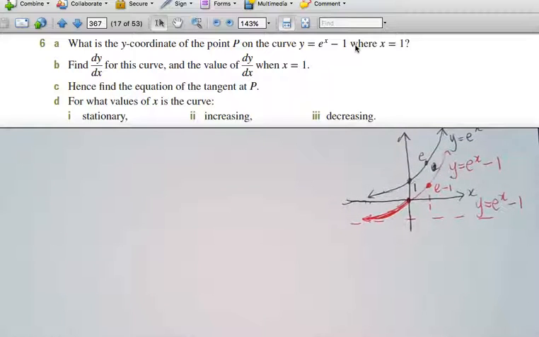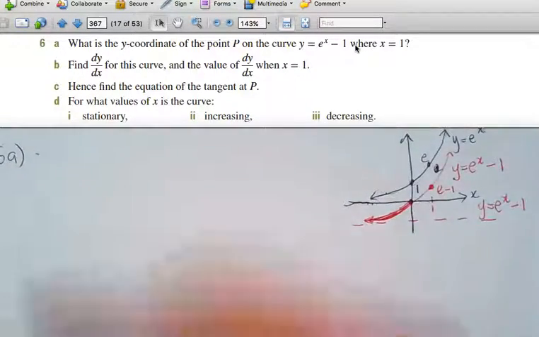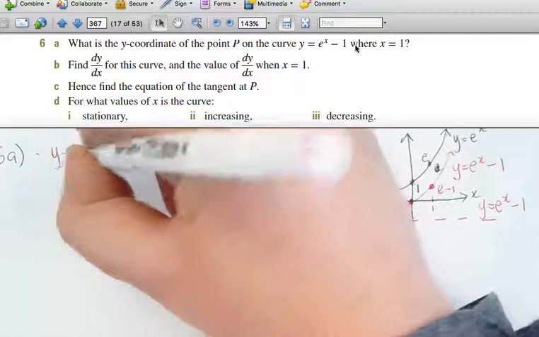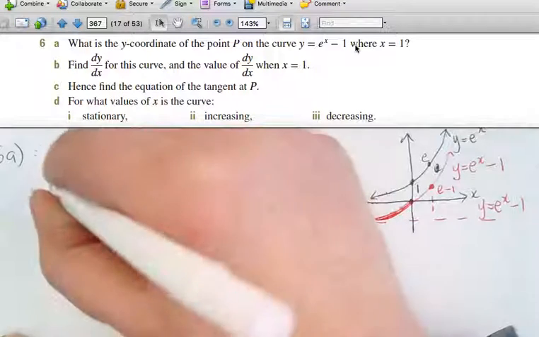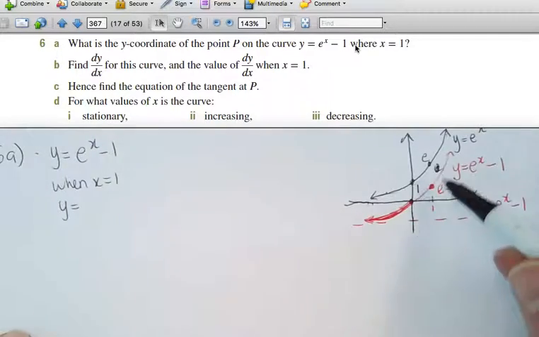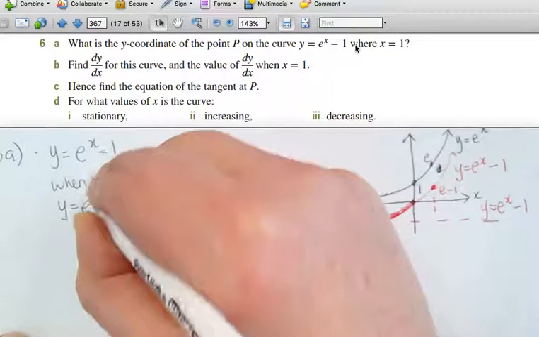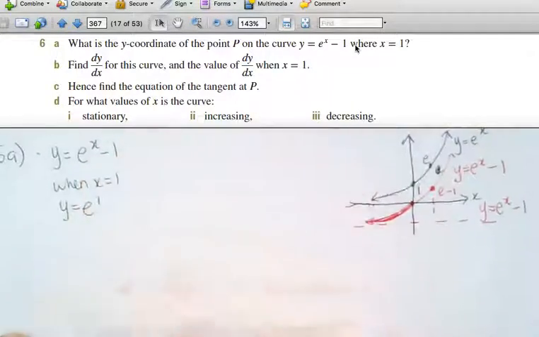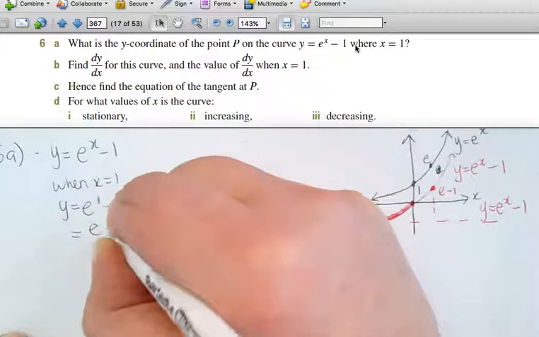All right. Actually, that is a good idea. They just asked us for that. So start with question A, but set it out properly. This is what we've got: y equals e to the power of x minus 1. They're asking for the y coordinate of the point where x is 1. So when x is 1, what does y equal? That's what I just did. What do you get? E to the 1 minus 1, which is just e minus 1.